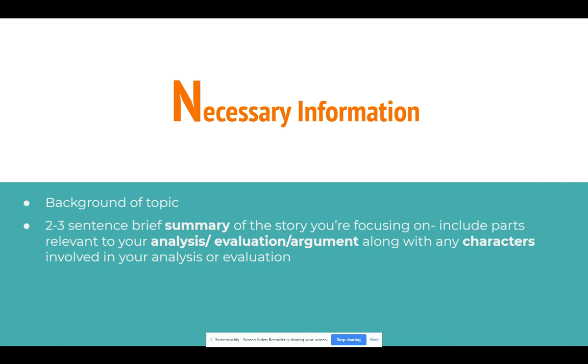So we went from our A, our attention getter, to our N, our necessary information. So necessary information is just the background. What do your readers need to know in order to understand your topic? Because think about it, even though we've read all these texts in class, I'm going to guess that a lot of people haven't. So you have to make sure that those people understand what it is that we're talking about. So you're going to want to introduce the background of the topic. What do people need to understand in order to understand your paper and what you're writing about?